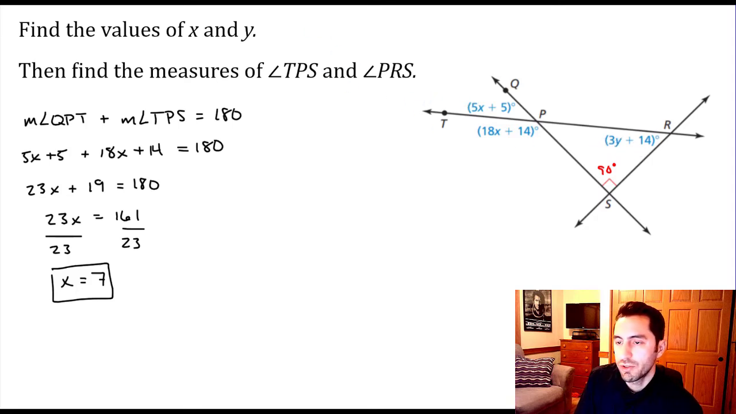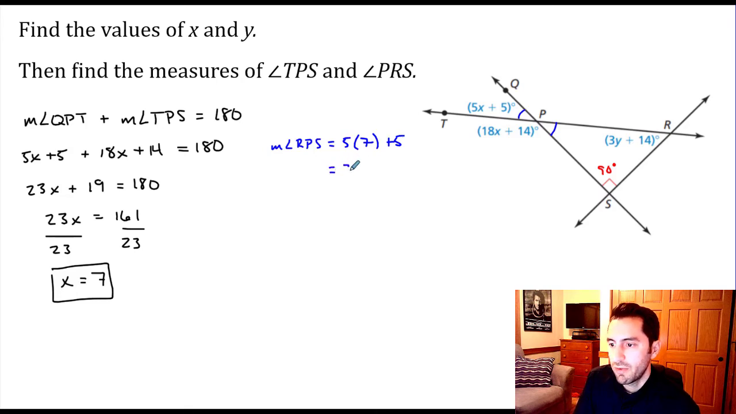So what I can do is, because I have this pair of vertical angles, this angle QPT, and we already know what x is, that's a vertical angle with this angle RPS. So if I can find one of them, I know both. So let's do a little bit of substitution here. So the measure of angle RPS, that's going to be the same as this angle out here. That's the same as 5 times 7 plus 5.